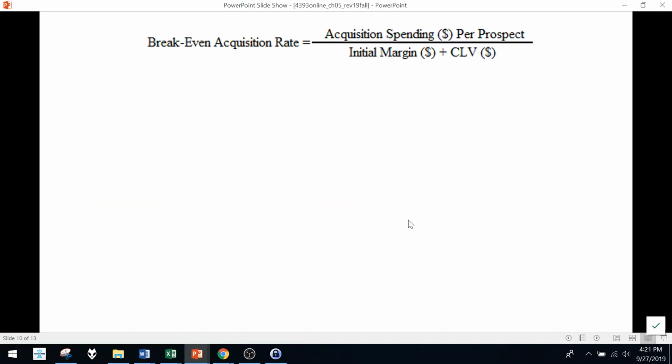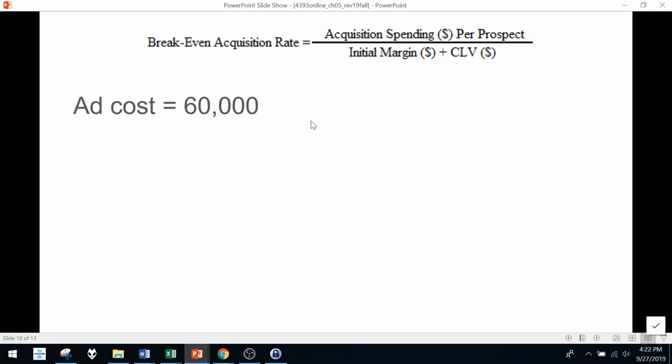All right, break-even acquisition rate. This number is usually pretty small, so just keep that in mind. All we're doing here is determining what our acquisition rate needs to be to enable us to break even on the money that we spent trying to acquire new customers. So this is acquisition rate, a little different than retention rate. Acquisition rate is how successful you are in acquiring new customers. So acquisition rate is per prospect.